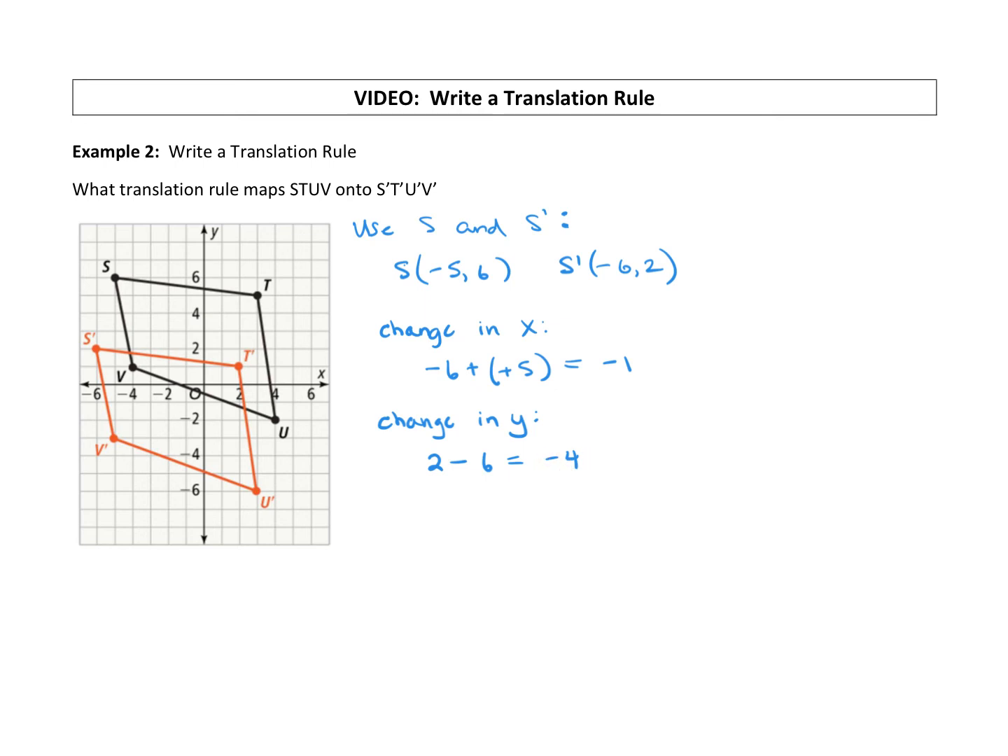And now let's look at the graph and see if our math matches what we can visually see. If we start at S and we go to the left 1 and down 1, 2, 3, 4, we can see that we're landing on S prime. So we found the right values.